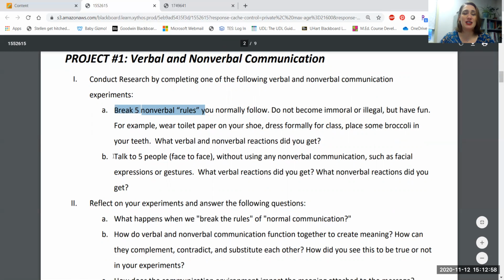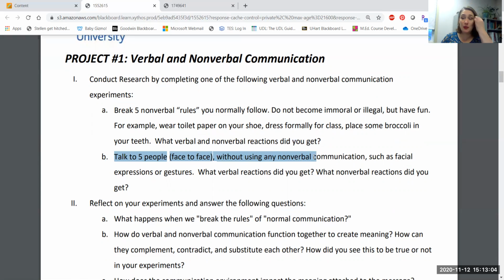The next part is to talk to 5 people without using nonverbal communication. So you're only relying on verbal communication in that case. No expressions, no gestures, no voice modulation, nothing of the sort. You just talk to someone very straight and narrow, and it could be something really exciting, but you're keeping it close. So with this project, you're going to be trying these different experiments, your 5 nonverbal rules, and then talking to 5 people without nonverbal.